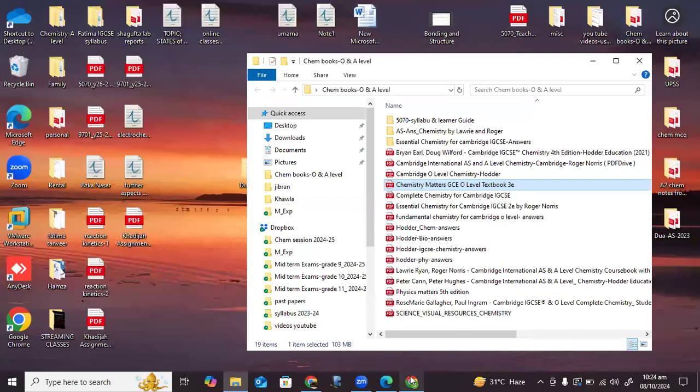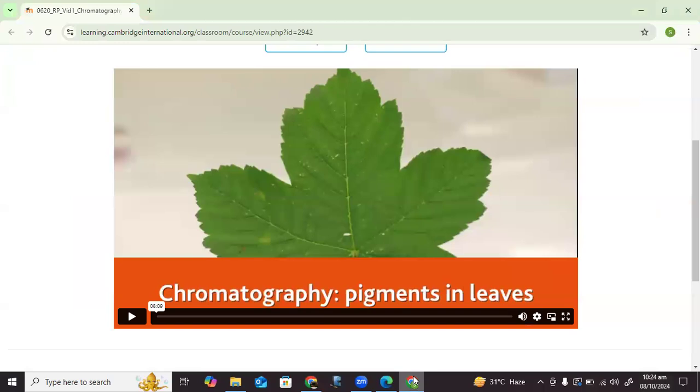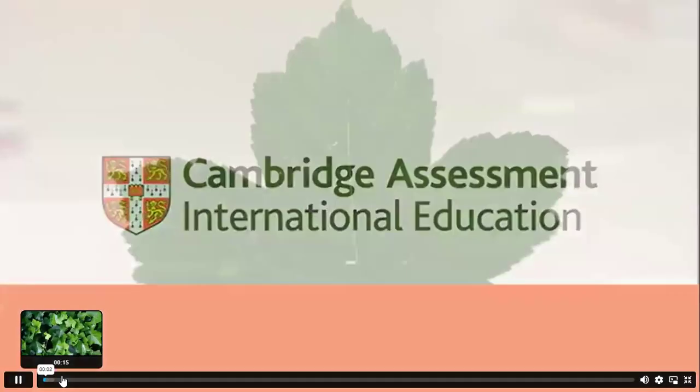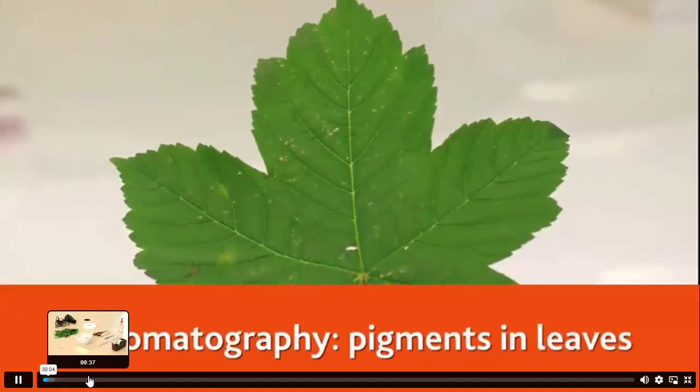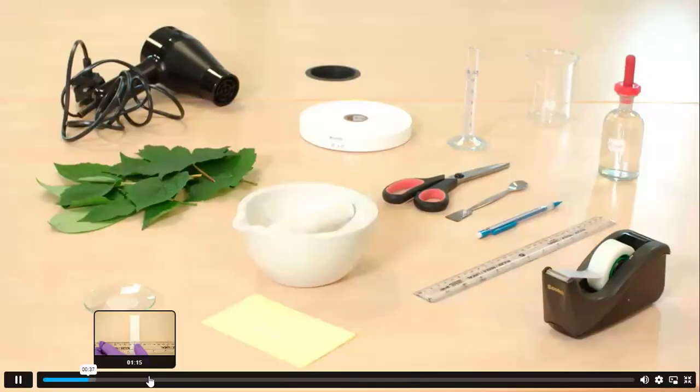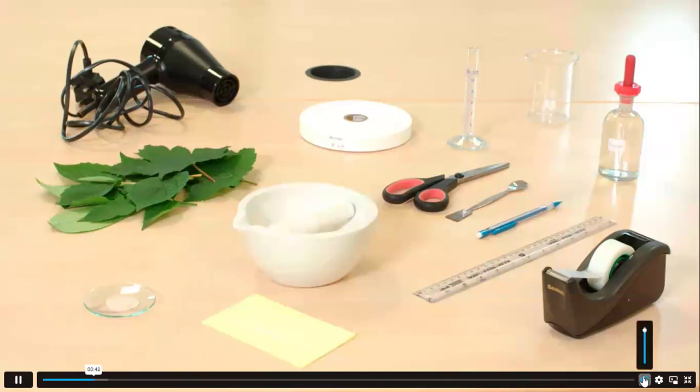Now next, I have to show you the experiment about chromatography, in which we are going to find out about the leaves extract. So leaves contain different types of pigments and we have to find them out through chromatography. In this experiment, we find the pigments in a leaf through paper chromatography.